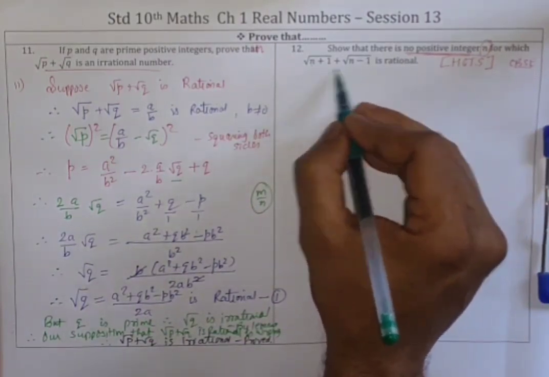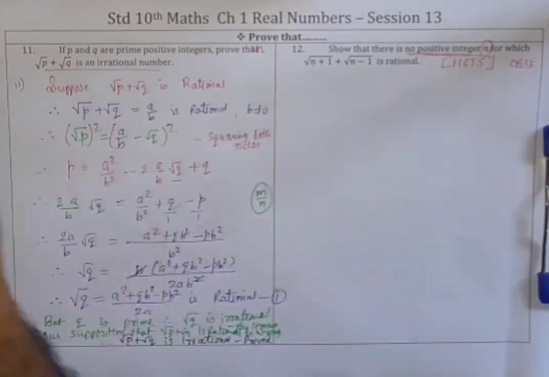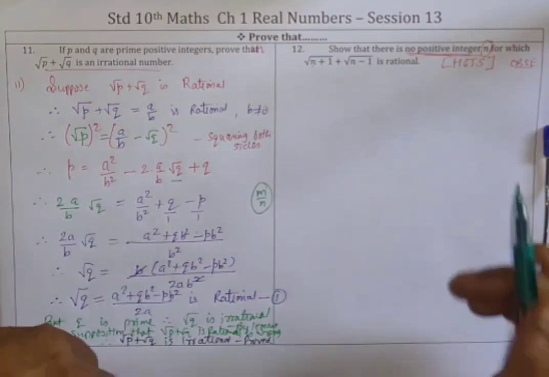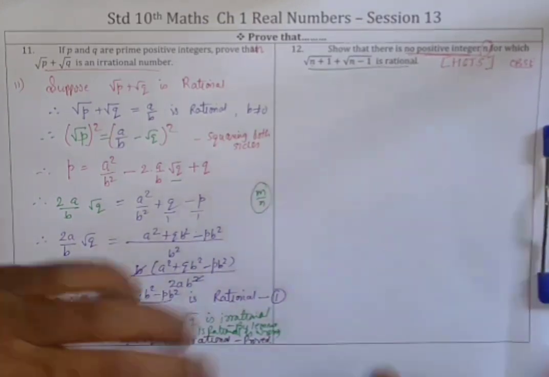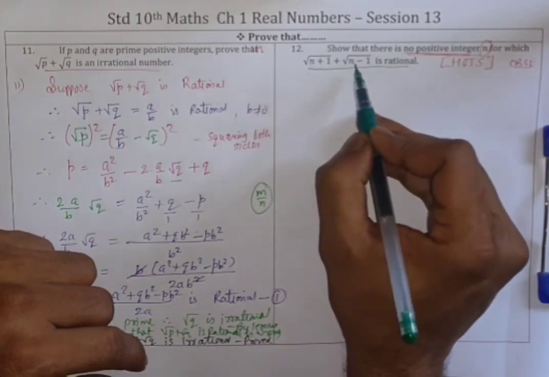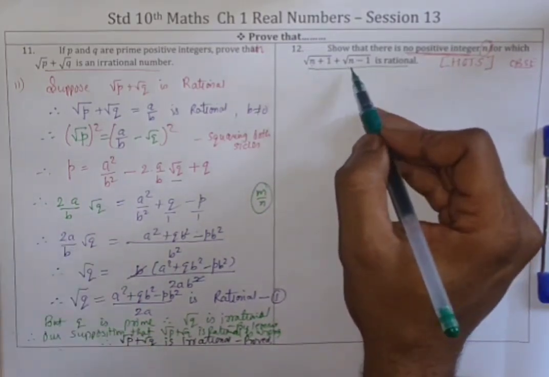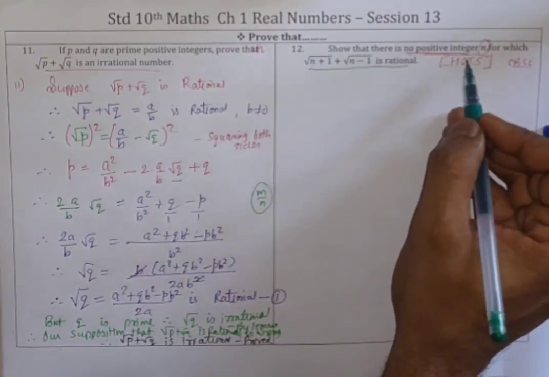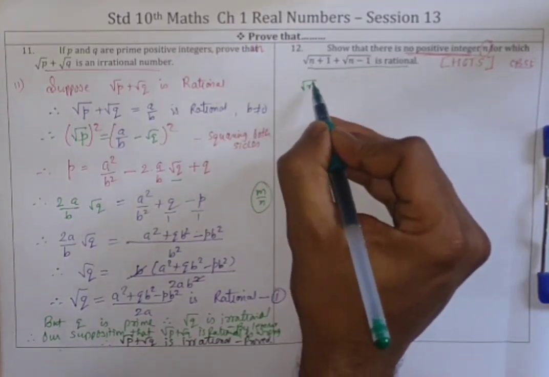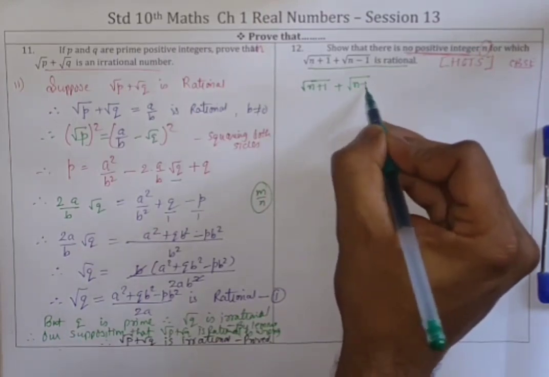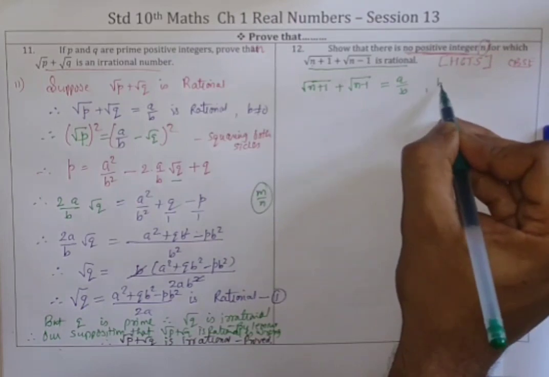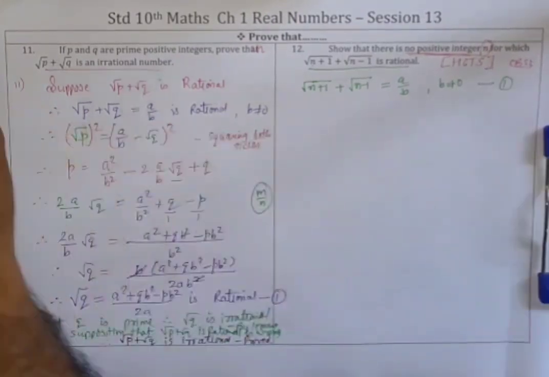Alright, ये जो है वो rational है. It's given, no children. This is rational. That is given. वो सच्चाई है. हमें प्रूव करना है कि ये rational हो. ऐसा कोई भी value n हमारे पास नहीं मिलेगा. We won't get any positive integer. Alright? So, √(n+1) + √(n−1) is equal to a upon b, where b is not equal to 0. Call this as result number 1.